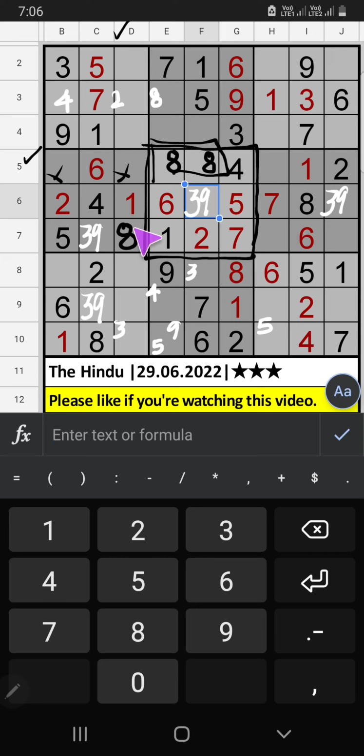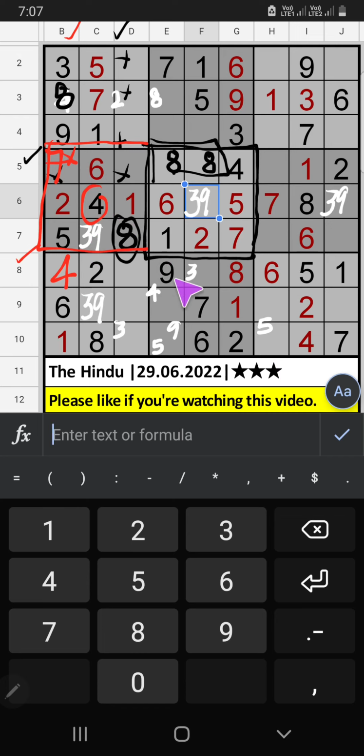Column D, we have 8. So 8 can't come in these cells. Then 8 is confirmed here. Column B, 2 numbers are remaining, 4 and 7. 4th grid, we already have 4. So 4 can't come in the cell. 4 is confirmed here. Then 7 is here.